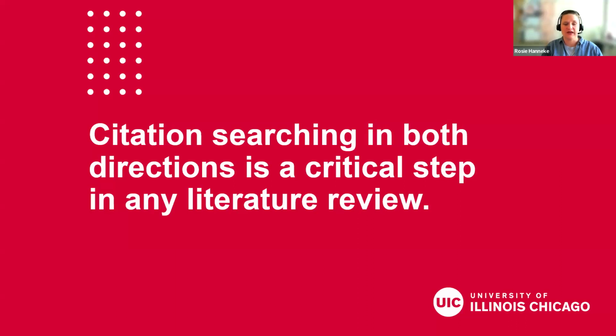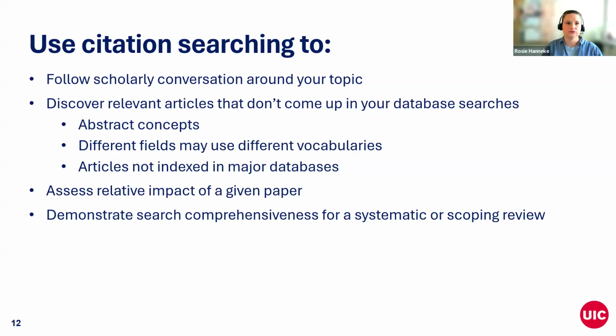So I can't overemphasize that citation searching in both directions is a critical step. As I said, it will help you discover relevant articles that haven't come up in your database searches when you're doing a systematic review. This is especially true if you're searching abstract concepts that are difficult to pinpoint exact keywords for, or maybe you're using the vocabulary of your field and there's another field that uses a different word to describe the same concept, so you didn't include that word in your search terms.